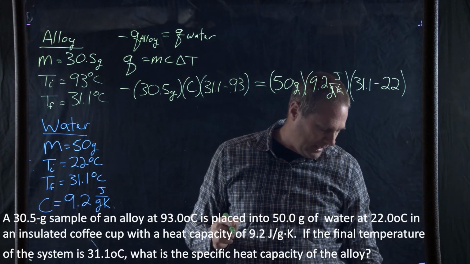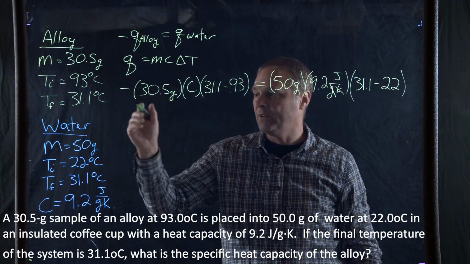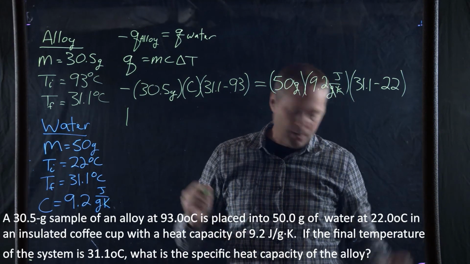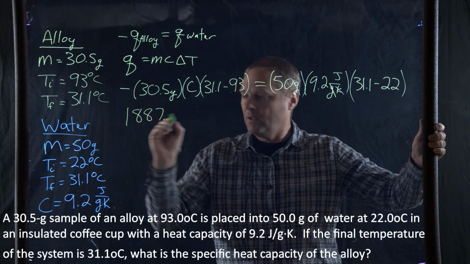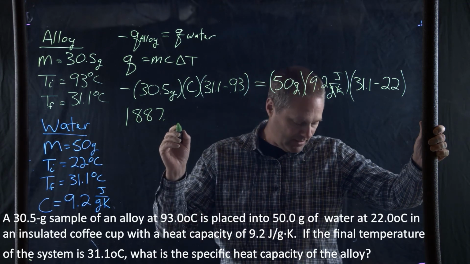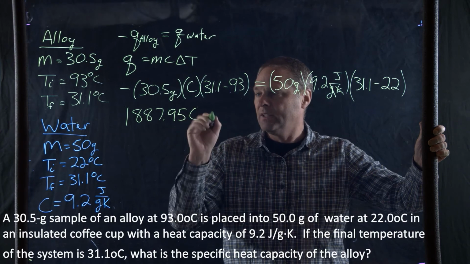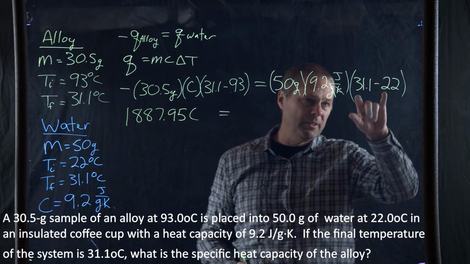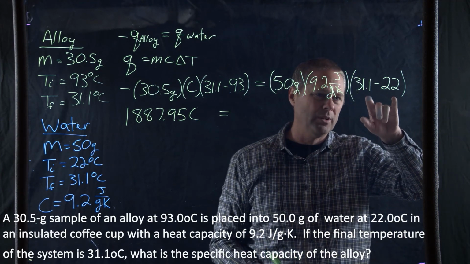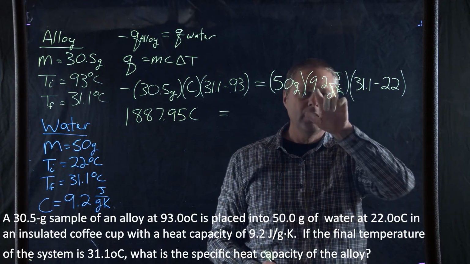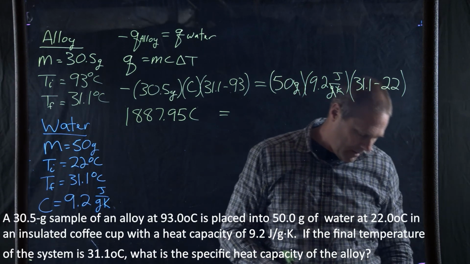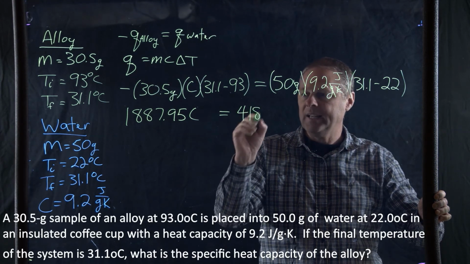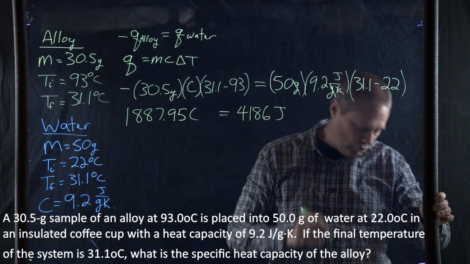And what we end up getting here is we have a negative value here. We have a negative here, so this becomes positive. So when you take 30.5 times the difference in that, what you get is 1,887.95 C, which is ultimately what we're looking for, is equal to, if you take the difference here, this is going to be around 9.1, right? 9.1 times 9.2 times 50. What you get is 4,186, and the units here are going to be joules, right?